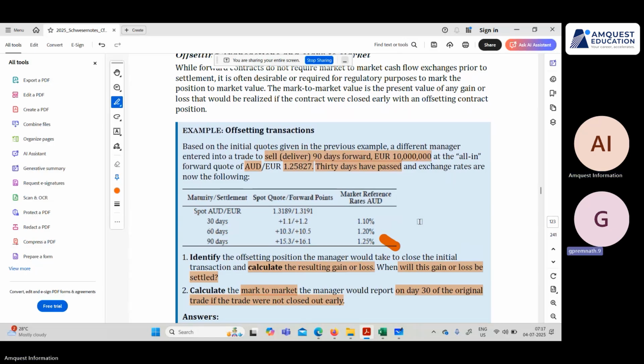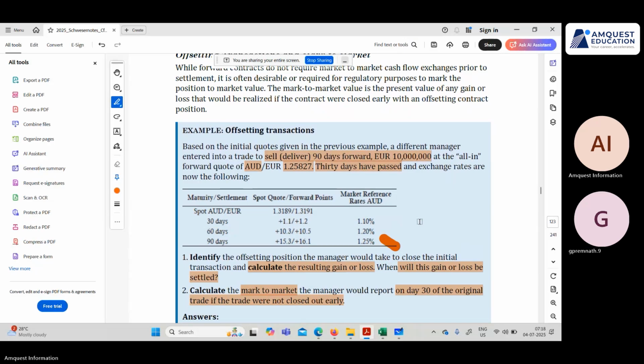Yeah. So basically, he sells euro, receives Australian dollars in 90 days. So he is set to receive 10 million into 1.25827 Australian dollars. Then in 30 days, he enters an offsetting position to buy euros, which means he has to give Australian dollars, and he has to give the ask price because he has to give more. So he has to give 10 million into 1.32015.